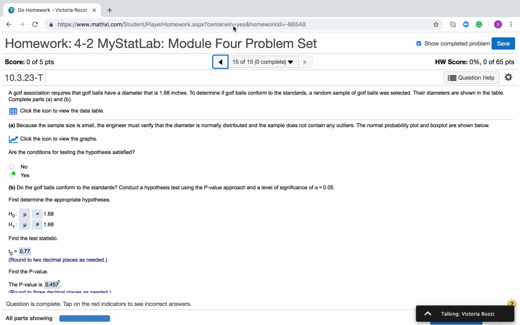Okay, this is a video for homework 4, problem 15. So here, let's see what we have. We have a golf association that requires that golf balls have a diameter of 1.68 inches. Again, in your problem it'll be different, but the whole process will be the same.